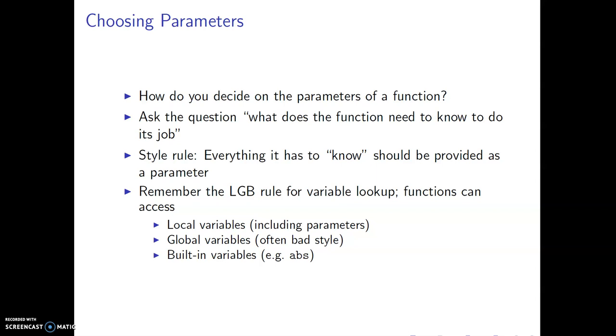And then this textbook author defined what we call the LGB rule for variable lookup. Functions can access local variables. This includes the parameters, so those things that are internal to the function. Global variables: using global variables in a user-defined function is not good style at all. Or I should not use a negative there. I'll just say it's bad style, right? You can use built-in variables though. Certain values, like mathematical constants, are not coded in Python as they are in, say, R. But any built-in variables we can use.